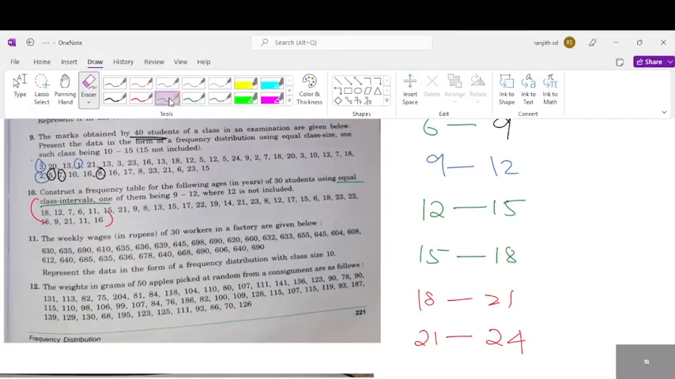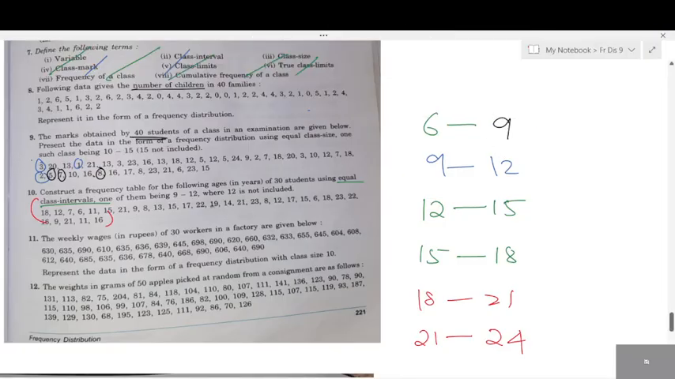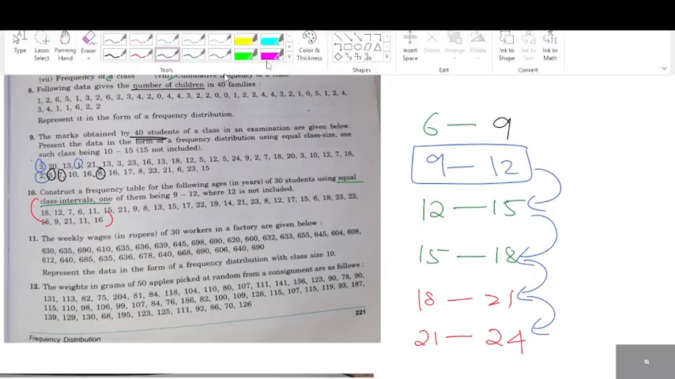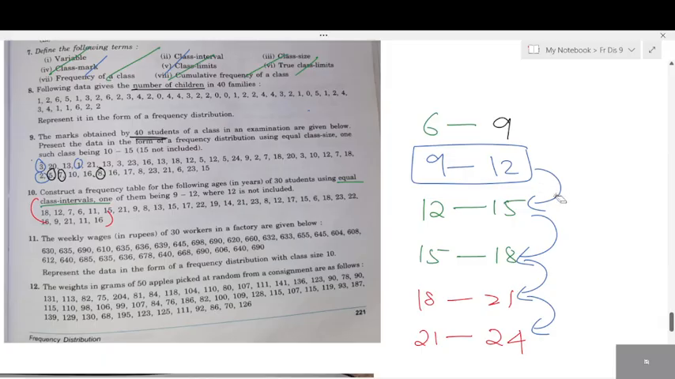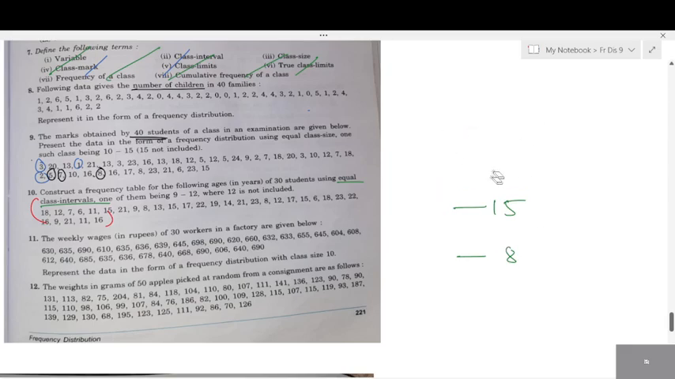6 to 9. See, they will always give you the middle value, students. 9 to 12 is what they have given. You have to find all this. Okay, class interval is important. So only from the beginning, if you are concentrated, you'll be able to do all this. If not, you'll get confused. You won't even know what is inclusive, exclusive, what we are writing. Okay, next, 11th question.